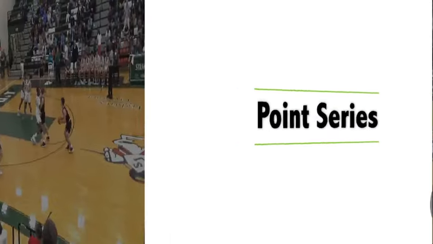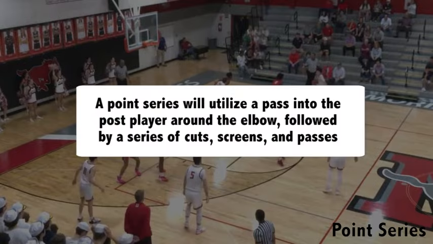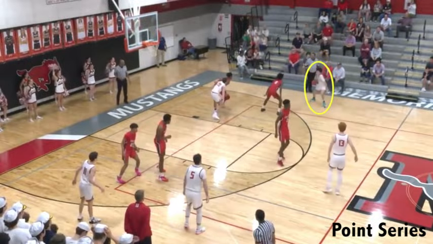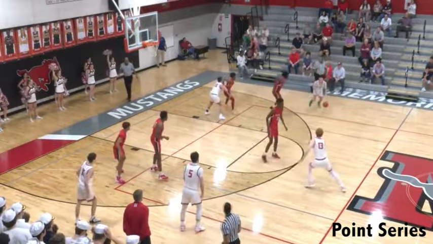Now let's look at a Princeton offense that uses a point series. The point series will utilize a pass into the post player around the elbow, followed by a series of cuts, screens, and passes. The ball is with the highlighted player, and we will see the offense initiated with a cut from this player, followed by a slot-to-slot pass.